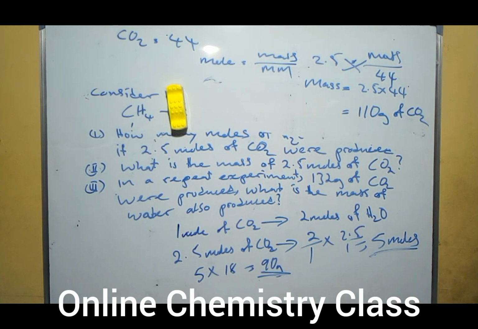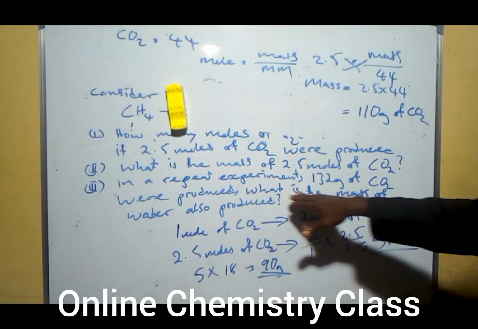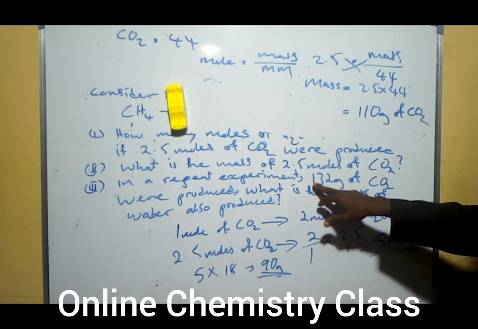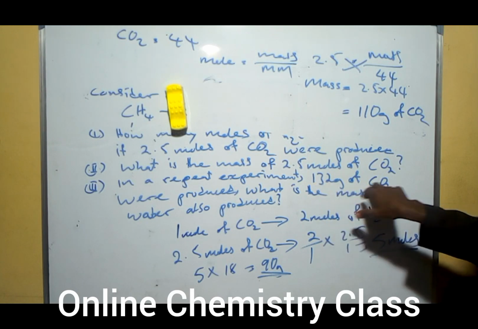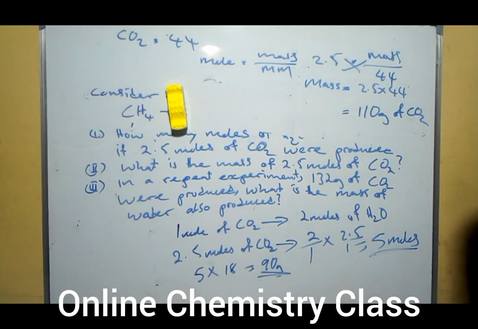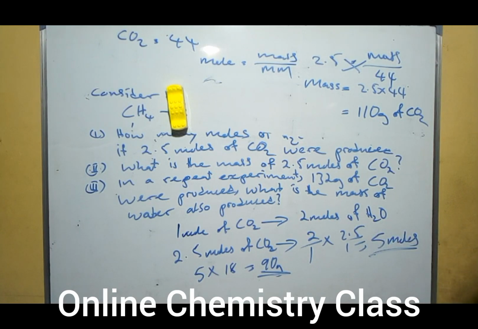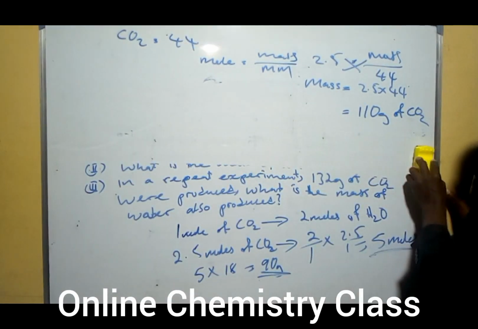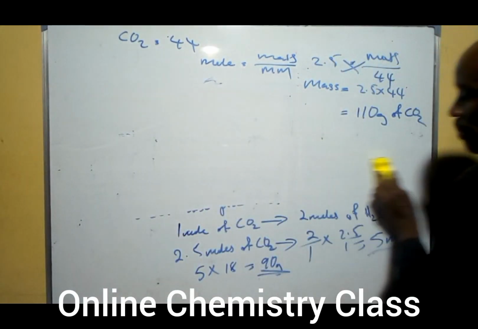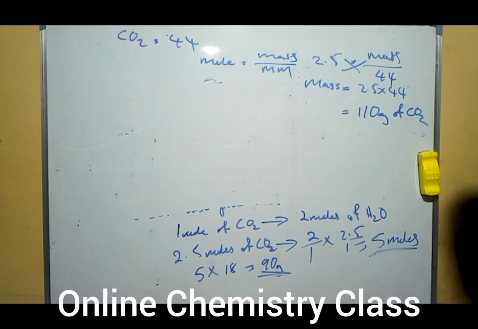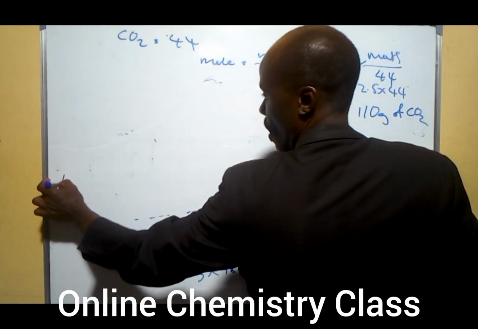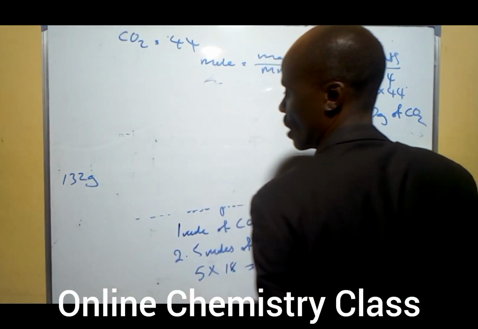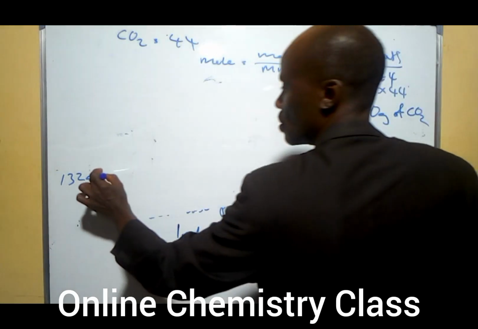So the last one we have said that in a repeat experiment, 132 grams of carbon dioxide were produced. What is the mass of water produced? So in this case, we are going to take a different approach. Since we are looking for the mass, and they say that 132 grams of what?